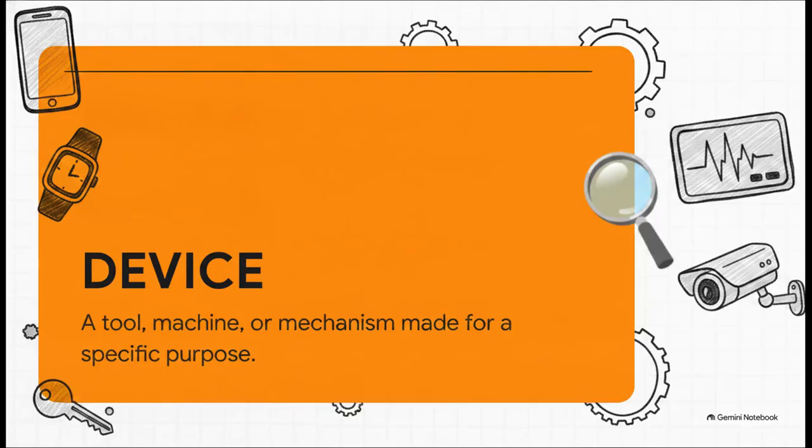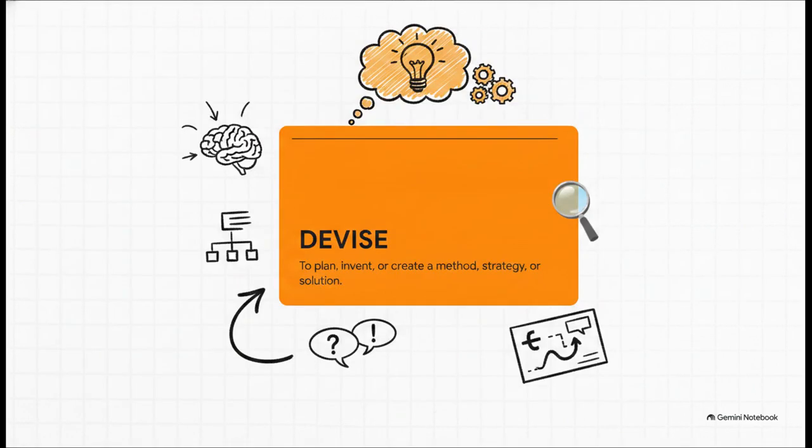Let's break down the noun first. A device, spelled with a C, is a tool, machine, or mechanism made for a really specific purpose. Like the smartphone you might be holding right now, that is an electronic device. Doctors use medical devices, security cameras are security devices. The main takeaway here, a device is a physical thing. It has mass, it was manufactured in a factory somewhere, and you can physically touch it. Now let's look at its tricky sibling.